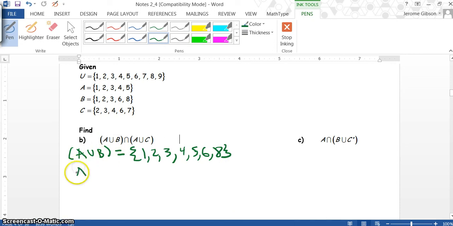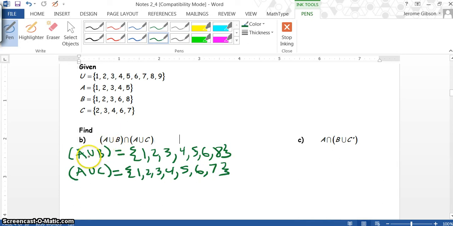Now we need to do A union C. Now we look here at A union C. We have repeaters 2, 3, and 4. So we will write out 1, 2, 3, 4. And then we will have 5, 6, 7.